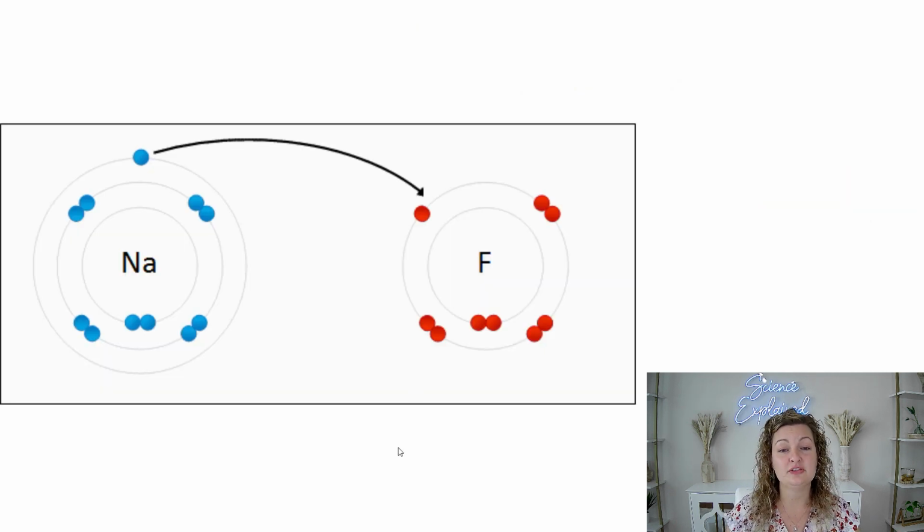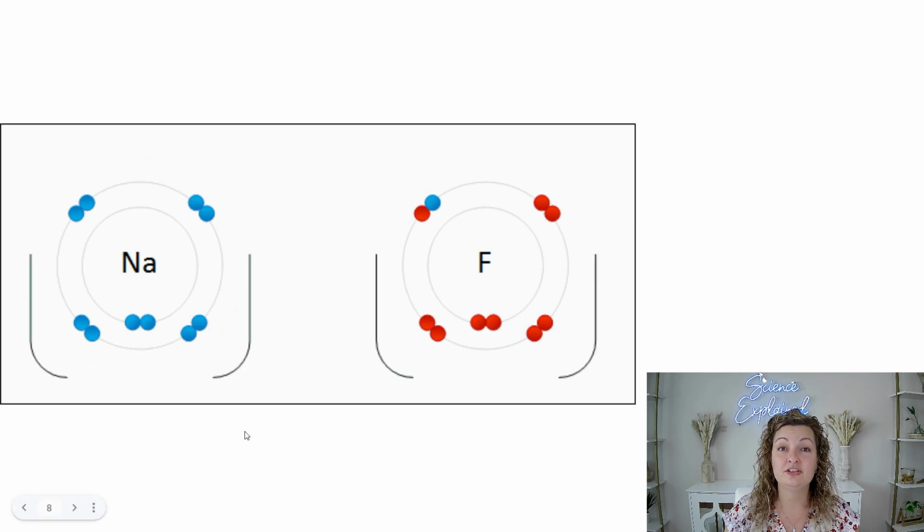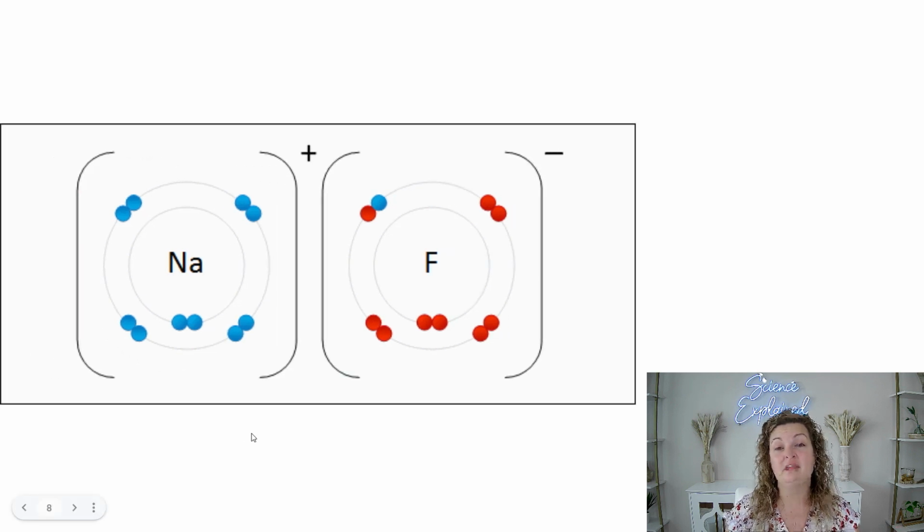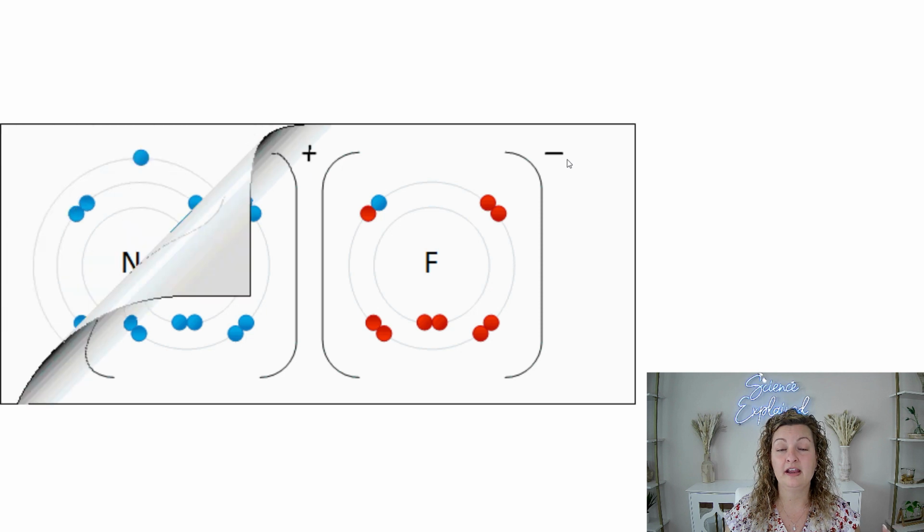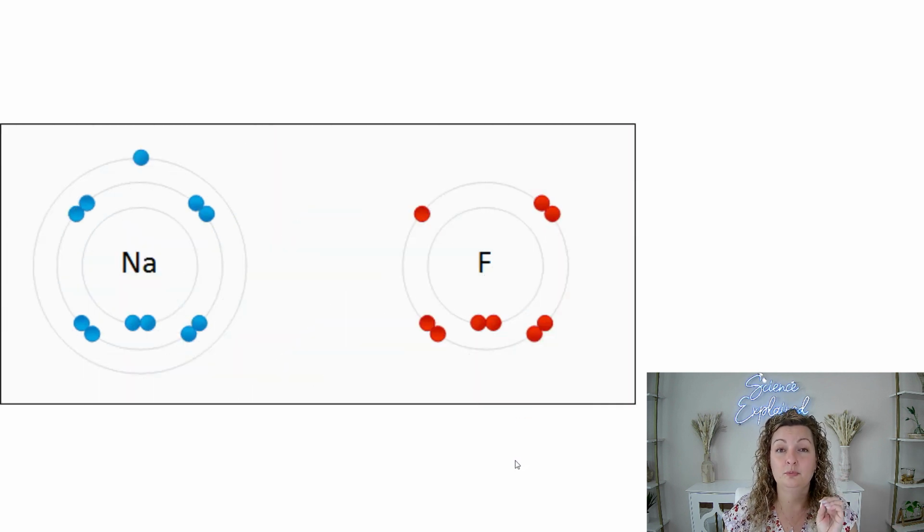So you can see here sodium and fluorine. Sodium is donating its 1 valence to fluorine with 7 valence. And you can see they become cation and anion, and then all of a sudden they will do that electrostatic cling and be together ionically.